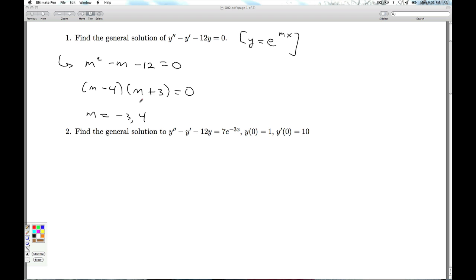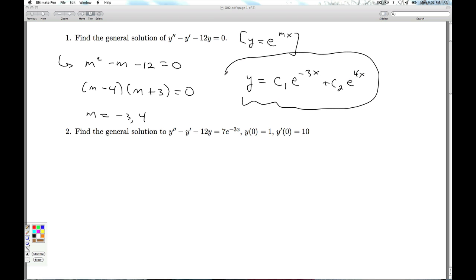Since we have different numbers here, we're going to have two linearly independent solutions, and from that we can construct our general solution, y equals c1 e to the minus 3x plus c2 e to the 4x. Since it's a second order ODE, all we need is two linearly independent solutions to form the fundamental set. And so that'll do it for number 1.